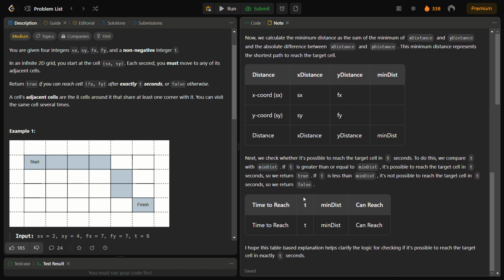Now we have the minimum distance. Now simply what we have to do is just check if t is greater than or equal to the minimum distance, and you can return the answer.